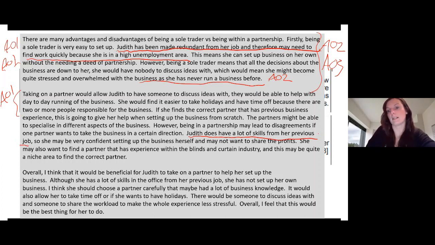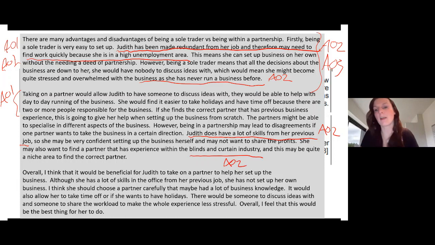But she might not feel confident to set up her own business herself, and may not want to share profits. She may also want to find a partner that has experience within the blinds and curtains industry. Again, we're looking at AO2 here and bringing in the scenario, and this may be quite a niche area to find the correct partner. Now, with this question, the question was advise. So when you're doing an advice question, in order to get full marks or near the top, you've got to have a conclusion paragraph that gives her advice.